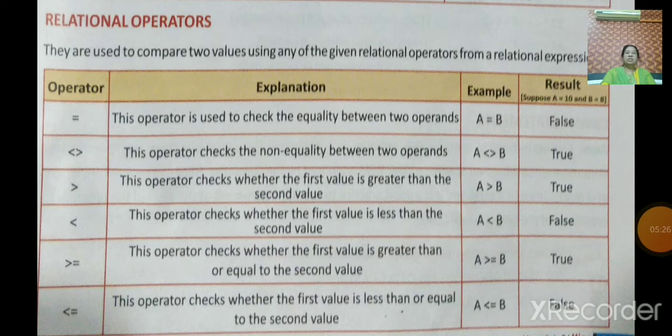Same thing, you can see greater than, less than, greater than or equal to, and less than or equal to. These are the relational operators we have already learned, right? So: equal to, not equal to, less than, greater than, less than or equal to, greater than or equal to. These are all relational operators. With the help of these operators, today we will learn the if then statement.